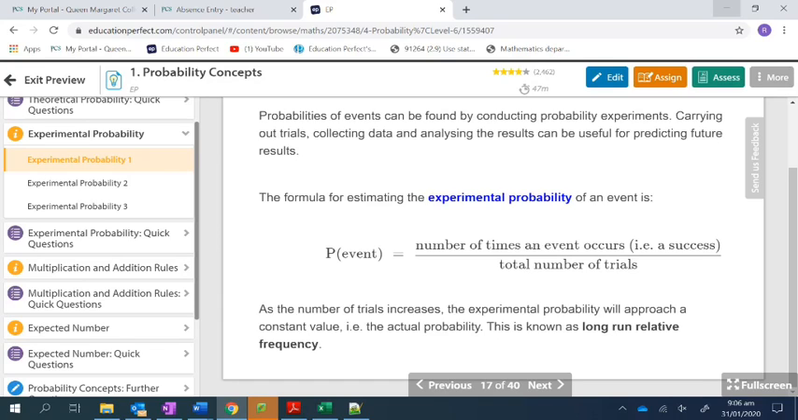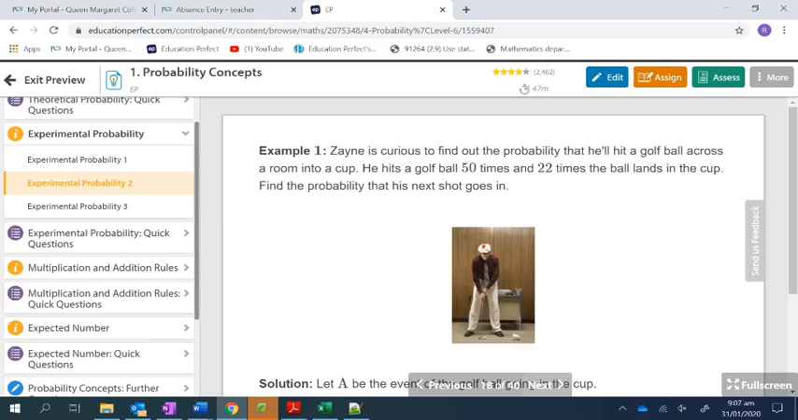And that definition of works is determined by what event you want to happen. And again, event means getting the thing you want. So if I want a 6 and I roll a 5, I don't want that, right? I wouldn't count that. Out of the total number of trials, the total number of times you did it. Okay? Total number of things you have happening. So as the number of trials increases, the probability will approach the constant value or the actual probability. I just told you that. I'm not going to tell you that again.